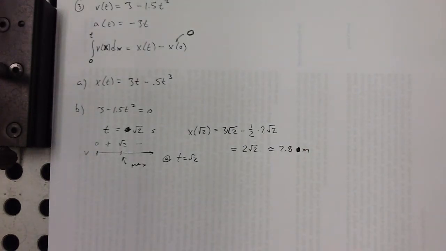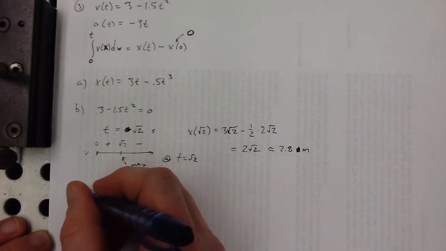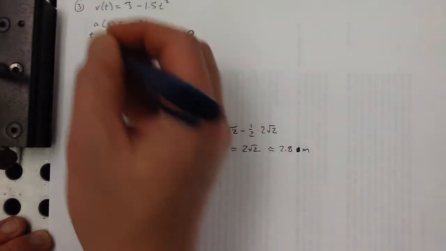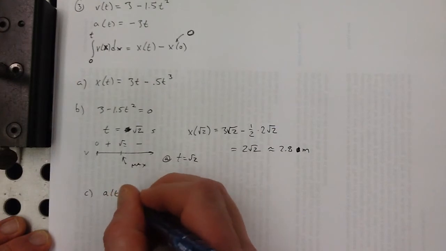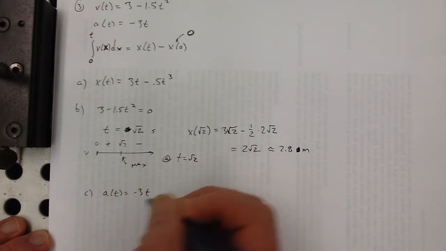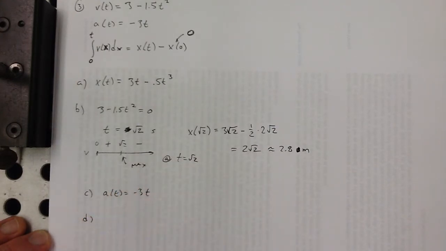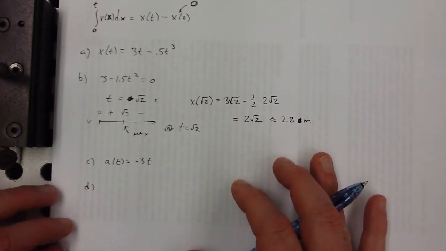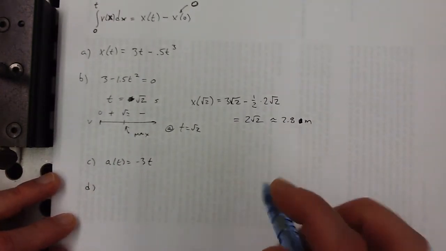All right. Part C, find the object's acceleration as a function of time. That, I think we already did. We did. Acceleration is just negative 3t. And then D, draw graphs of velocity and acceleration for the motion of this object. Well, acceleration, sorry, velocity first.